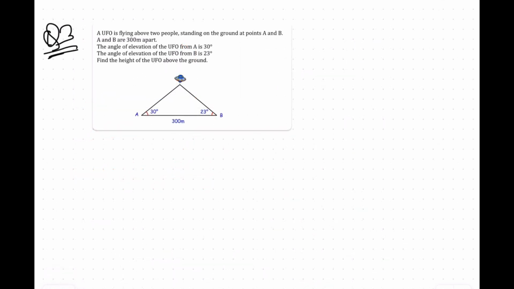This is our third question. Let's read the question. A UFO is flying above two people standing on the ground at points A and B. A and B are 300 meters apart. The angle of elevation of the UFO from A is 30 degrees and from B is 23 degrees. Find the height of the UFO from the ground. We have to find this, let it be h.